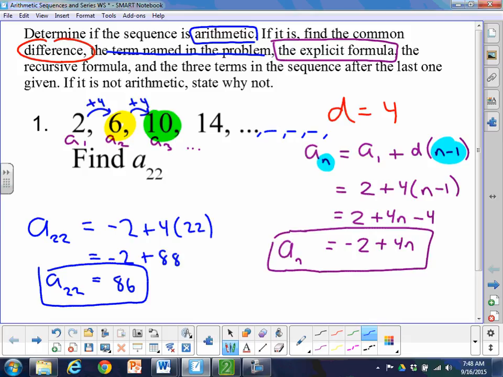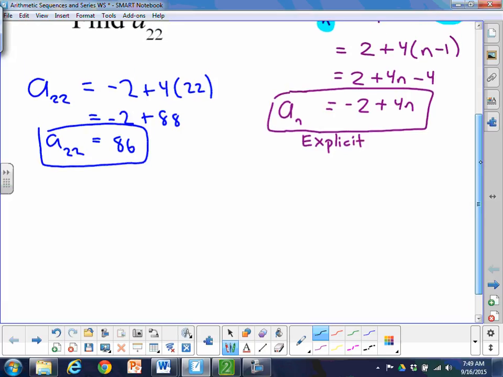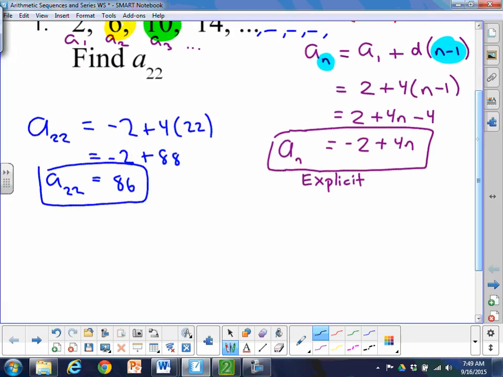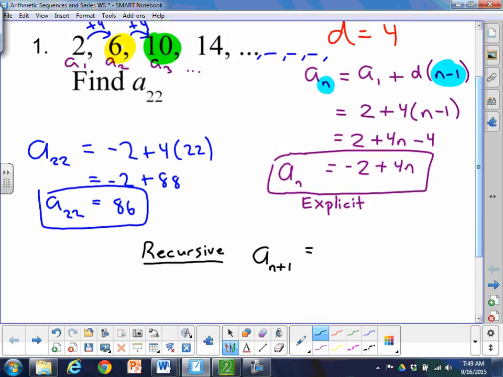Let's get the recursive formula. The recursive formula is a little different than the explicit. This one up here is explicit because we can find any term we want. The recursive is going to require you to use the previous term to get the next term. There's kind of two ways to write a recursive formula. One way is to say, how would I get the n plus 1 term using the nth term? Like, how would I get the 10th term if you knew the 9th term? With these, it's pretty straightforward. We're just adding 4 every time. If I give you any given term, you can get the following term by just adding 4 to it.